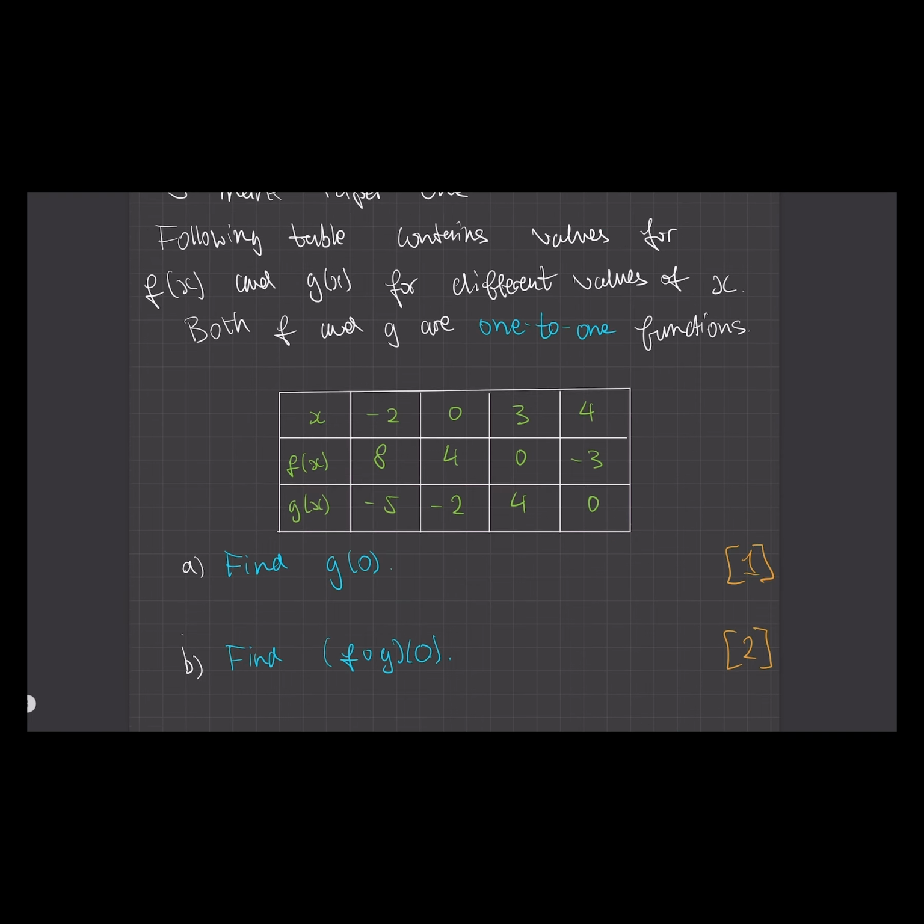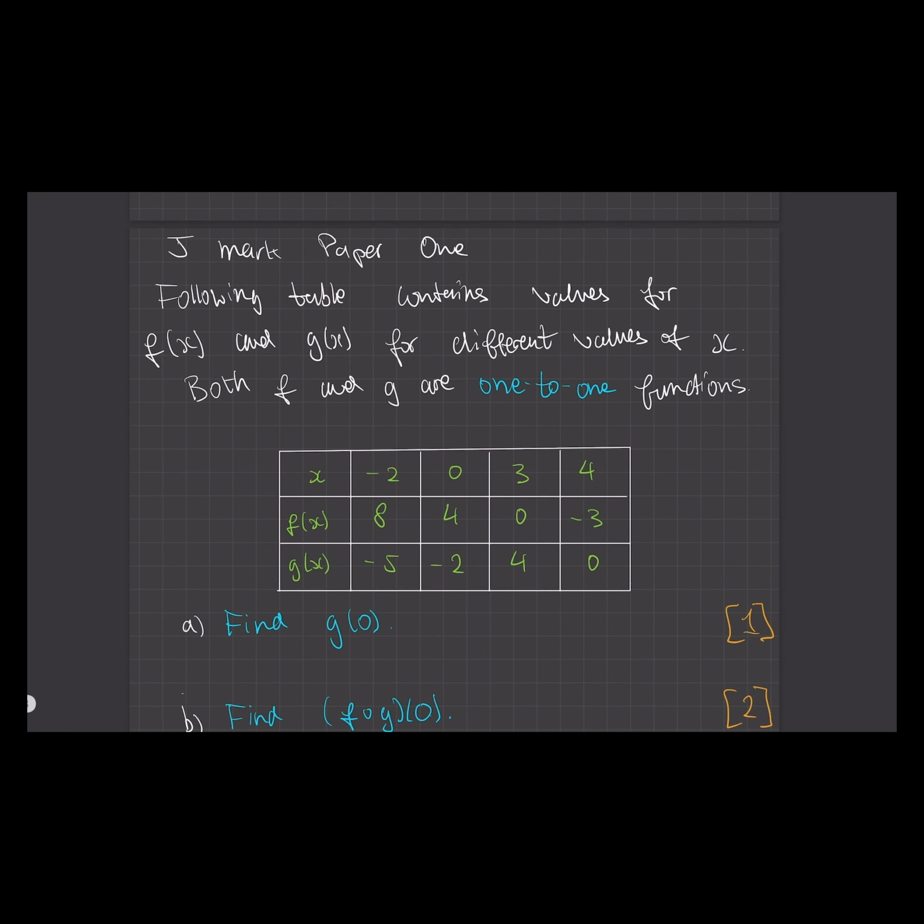Today we're going to be looking at this 5-mark paper 1 functions question. It's a bit unusual because they've given us a table with values for x and for g of x and for f of x, and we're sort of meant to infer information from this. They haven't given us an explicit formula.